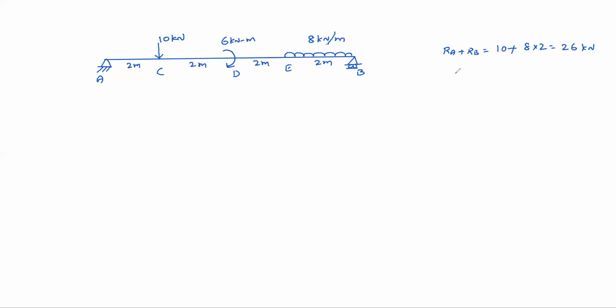Now taking moment about support A, 10 into 2 clockwise, 6 clockwise, plus 8 into 2 into 7 equal to RB into 8. Okay, 20, 26, 16 sevens, 70, 40, 112. Okay, 112, 26, 118, 138. 138 by 8. Yes, sir.